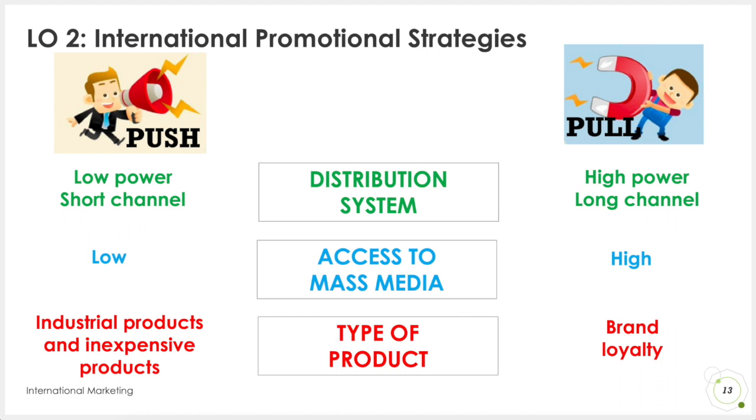Next, the last one, type of product. A pull strategy is most appropriate when buyers display a great deal of brand loyalty toward one particular brand name. On the other hand, a push strategy tends to be more appropriate for inexpensive consumer goods characterized by buyers who are not brand loyal. A push strategy is also suited to industrial products because potential buyers usually need to be informed about a product's special features and benefits.